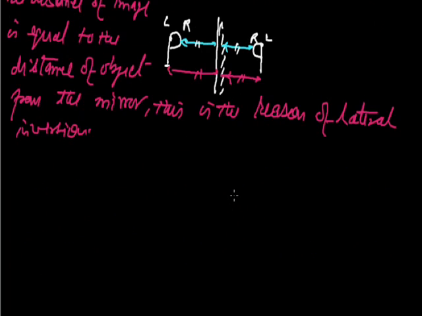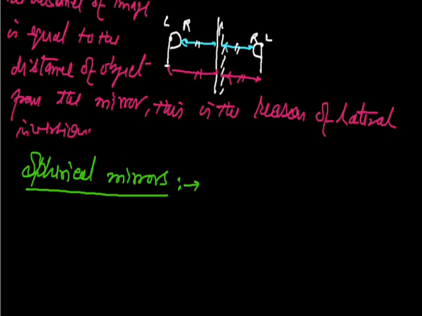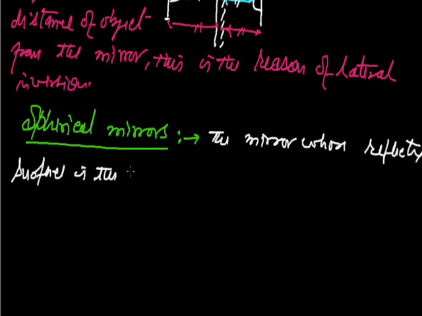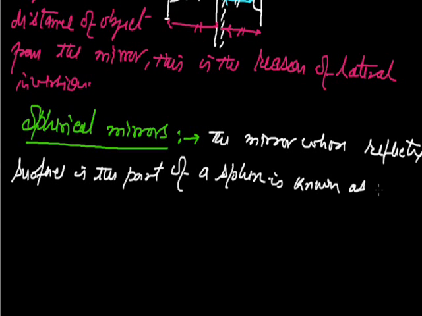Now spherical mirrors. The next topic is spherical mirrors. The mirror whose reflecting surface is a part of a hollow sphere is known as a spherical mirror.